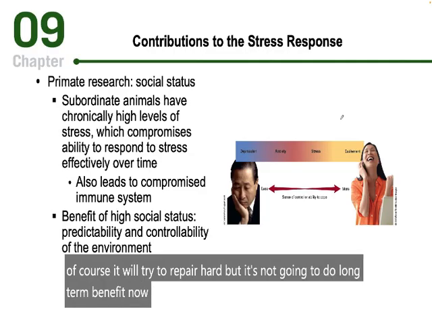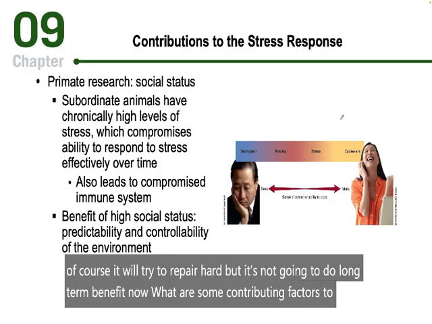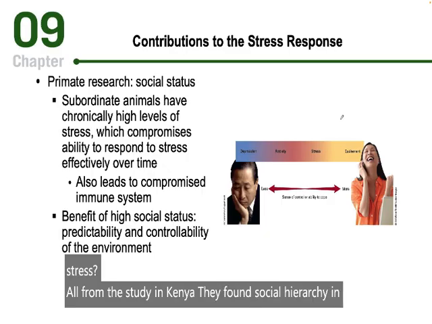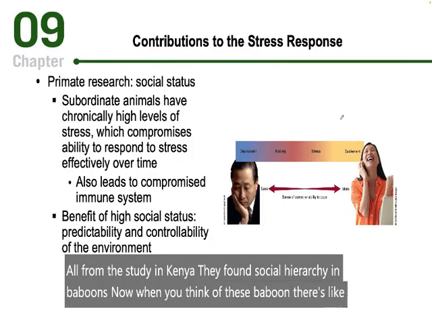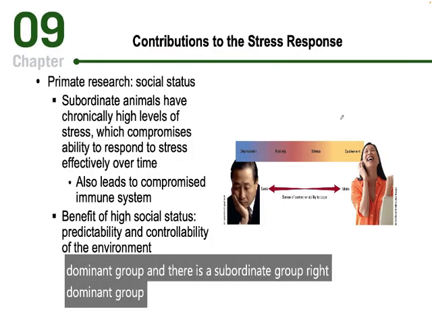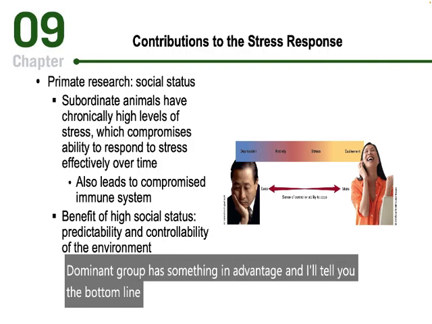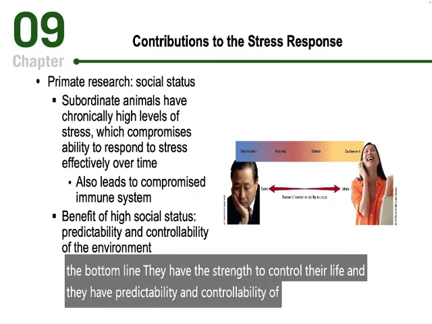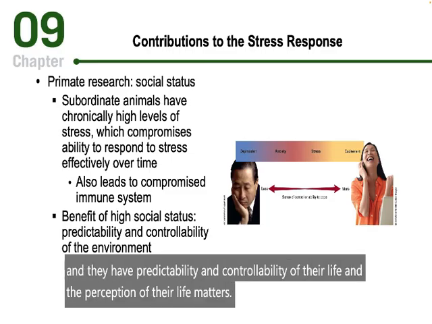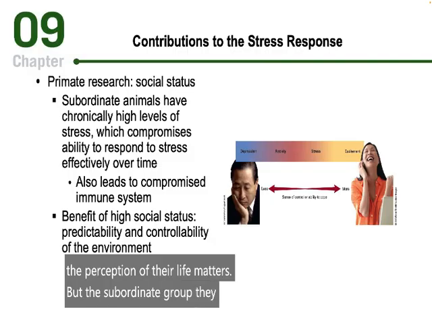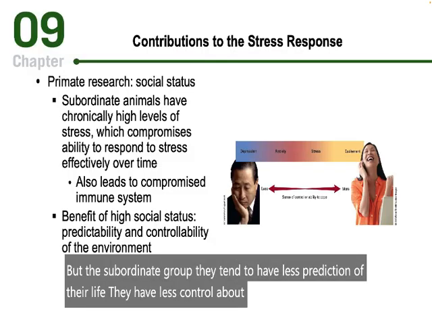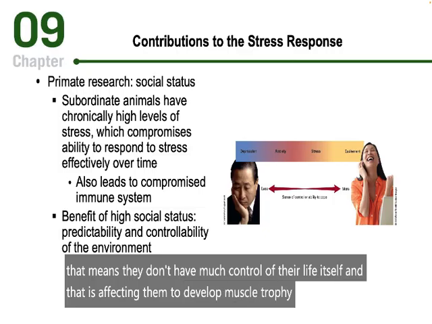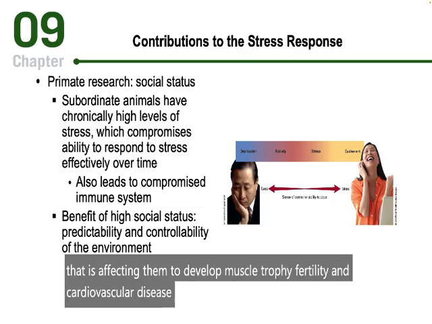Now, what are some contributing factors to our stress? Well, from a study in Kenya, they found this social hierarchy in baboons. Now, when you think of these baboons, there's a dominant group and there is a subordinate group, right? The dominant group has something in advantage, and I'll tell you the bottom line. They have the strength to control their life, they have predictability and controllability of their life, and the perception of their life matters. But the subordinate group tends to have less prediction of their life. They have less control over their environment, and that means they don't have much control of their life itself, and that is affecting them to develop muscle atrophy, fertility problems, cardiovascular disease, damage in the hippocampus, and an impaired immune system.